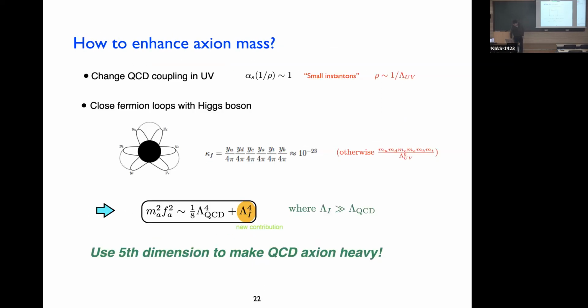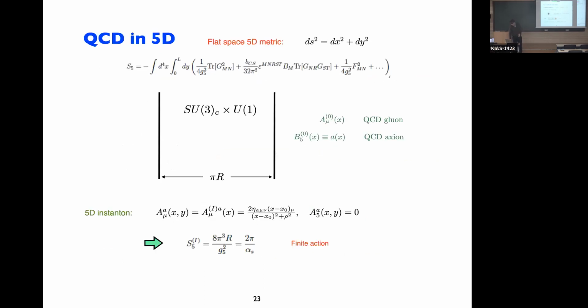So the simplest way to do this without introducing any new phases is to use a fifth dimension. If you use a fifth dimension, we know that the coupling grows in the UV, and so you could use small instantons in the fifth dimension to make the axion heavy, and there's no new phases around. So that was our idea.